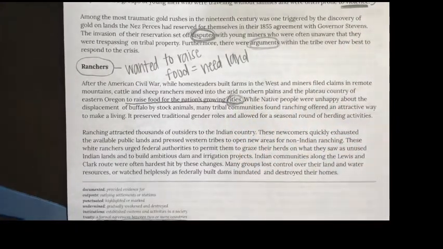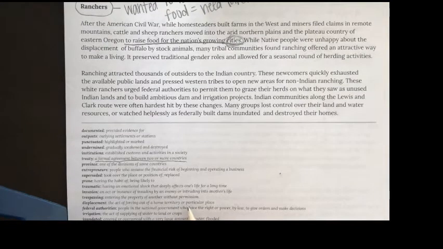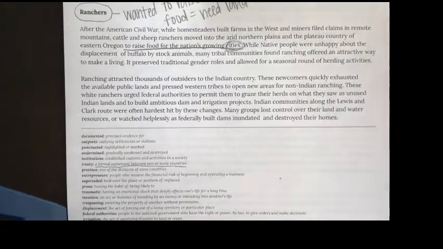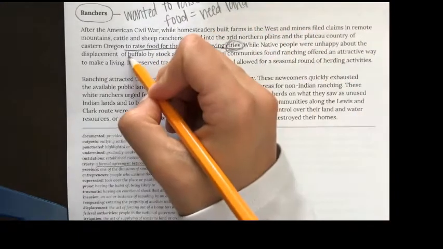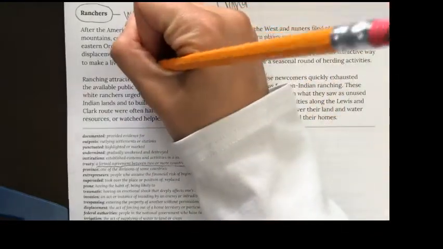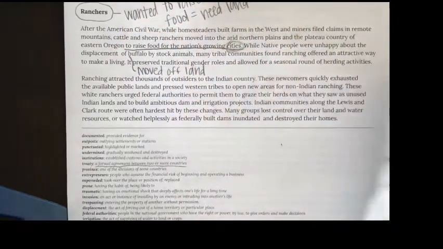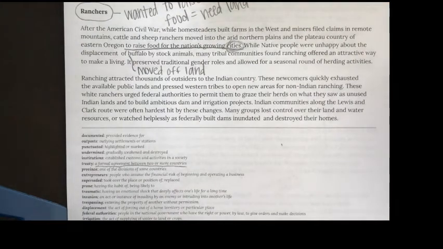While Native people were unhappy about the displacement of buffalo, and if I look down here, displacement says forcing out of a home or place. So because we brought animals like our cows or pigs, the buffalo, which were the Native Americans' animals, they were displaced. So the buffalo were moved off of the land that they had first. So not only were the Native Americans displaced, but even their livelihood, the buffalo that they hunted, were also displaced.